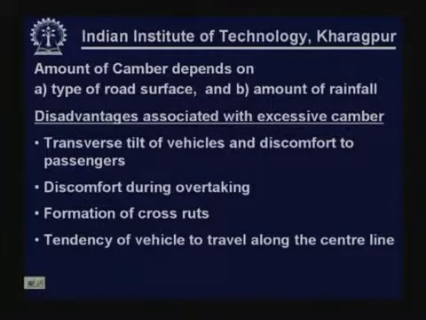Transverse tilt of vehicle because of the camber, and this will cause discomfort to passengers. It will also cause discomfort during overtaking, because vehicle has to go to the other lane in most cases, particularly for 2-lane road with 2-way traffic. Formation of cross-ruts where there is heavy rain, and also the tendency of vehicle to travel along the central line, which is called the center seeking tendency of vehicle, which is not acceptable from safety point of view.